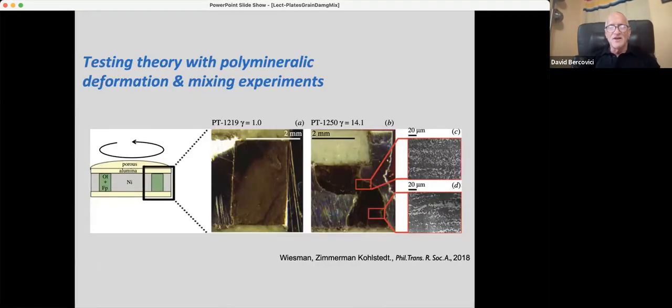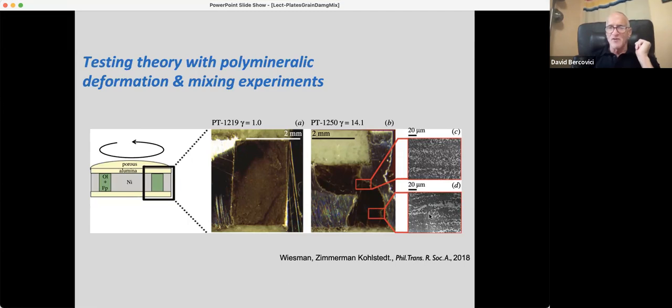And we can try to compare the combined diffusion theory with grain damage theory to some very nice experiments that Dave Kohlstedt's student, Harrison Weisman, has run. First paper, 2018. He had a couple of very nice papers come out this last year, continuing these experiments of taking a two-phase sample and letting it undergo shear.